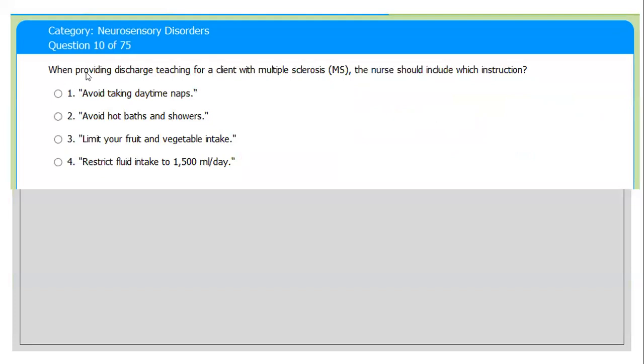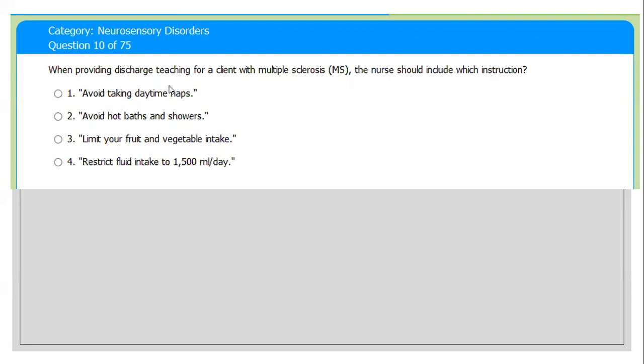Next question. When providing discharge teaching for a client with multiple sclerosis, the nurse should include which instruction, right? So multiple sclerosis is a neurological problem. So if your patient has this, what are the interventions with instruction? They said, avoid taking daytime snack.